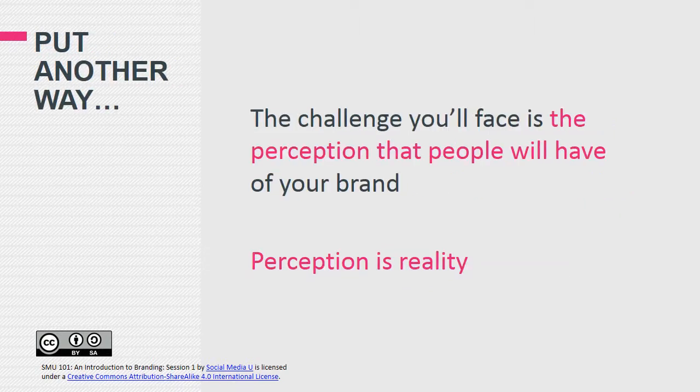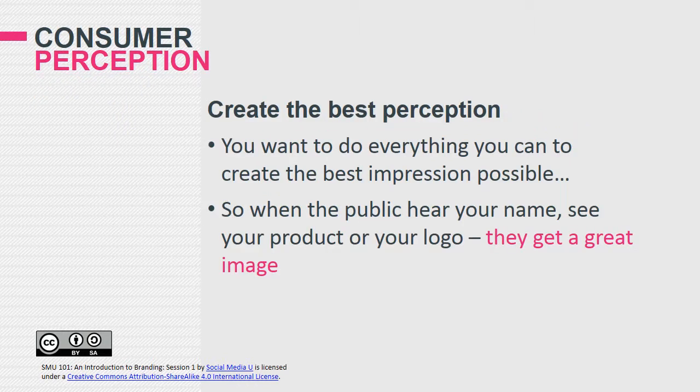Or to put it another way, the challenge that you'll face is the perception that people will have of your brand. At the end of the day, perception is reality. One of the main things that we're tasked with doing is to create the best perception through our brand messages. And by this I mean, you want to do everything you can to create the best impression possible. The 7 storytelling elements and the 6 levels of meaning in addition to continuity, will deliver your message about your brand's values and its benefits.